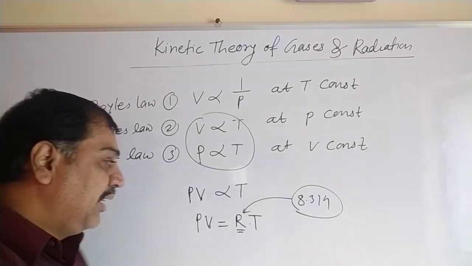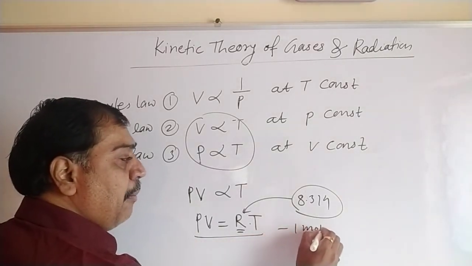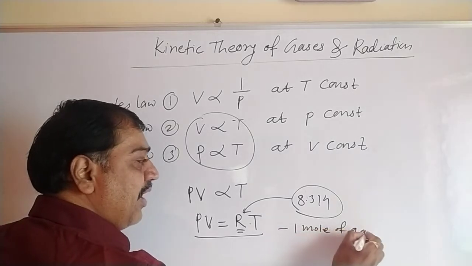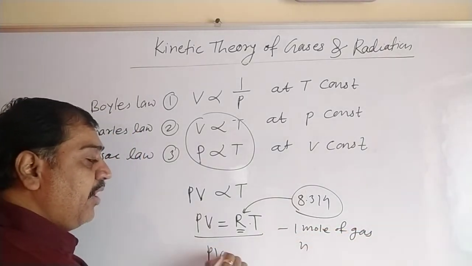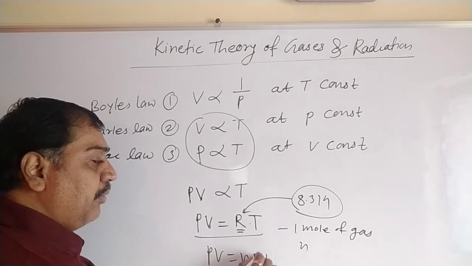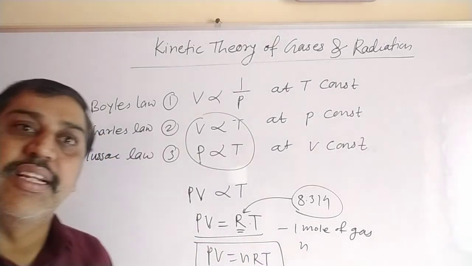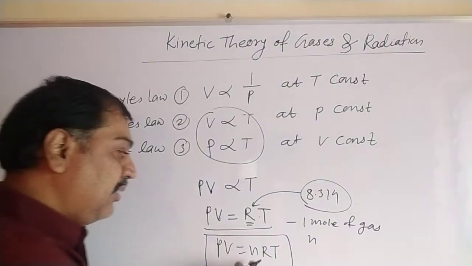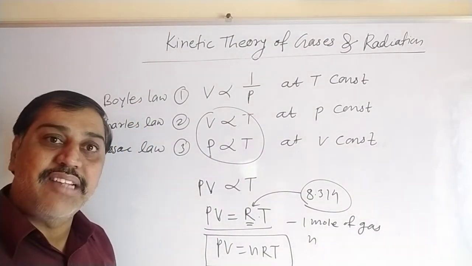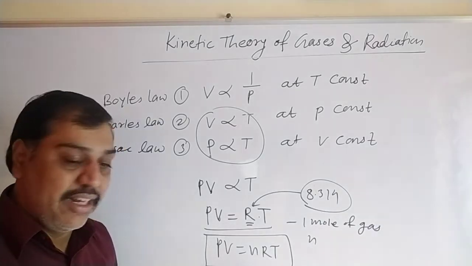Apart from this, this is the equation for 1 mole of gas. If we consider 1 mole of gas, this equation is valid. For in general n moles of gas, what can we write? PV equal to nRT. Maybe all of you will learn about this equation. This is the ideal gas equation. The gas which obeys this equation is said to be an ideal gas.